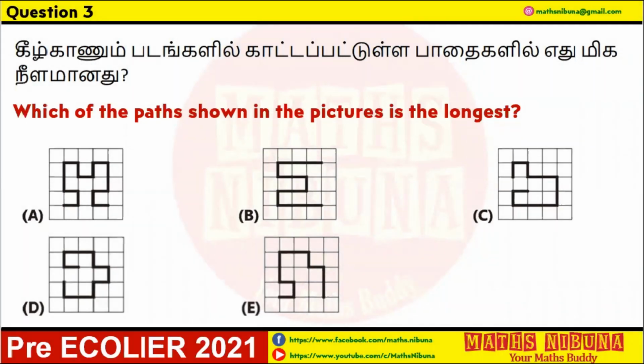Okay, we look at question number 3. Which of the paths shown in the picture is the longest? Okay, they show us 5 pictures. We assume the length and width are the same. We assume this is a square, so that means we just count the number of sides. This is one side, 2, 3, 4. We have to count that, and we have to decide which is the longest path.